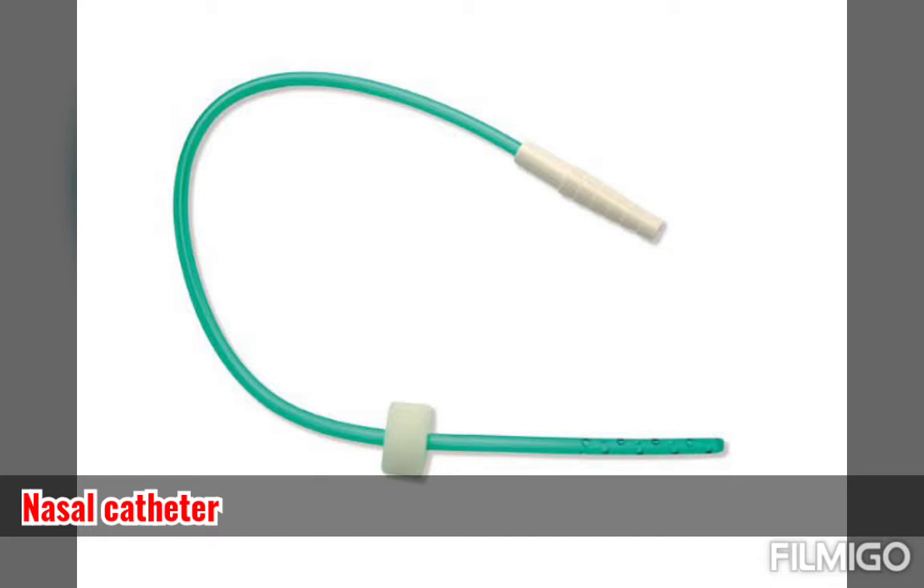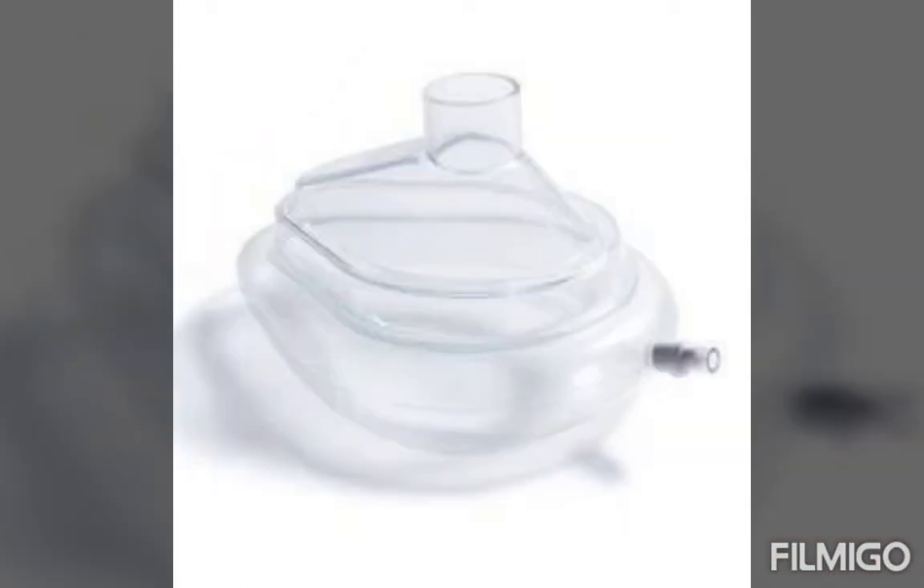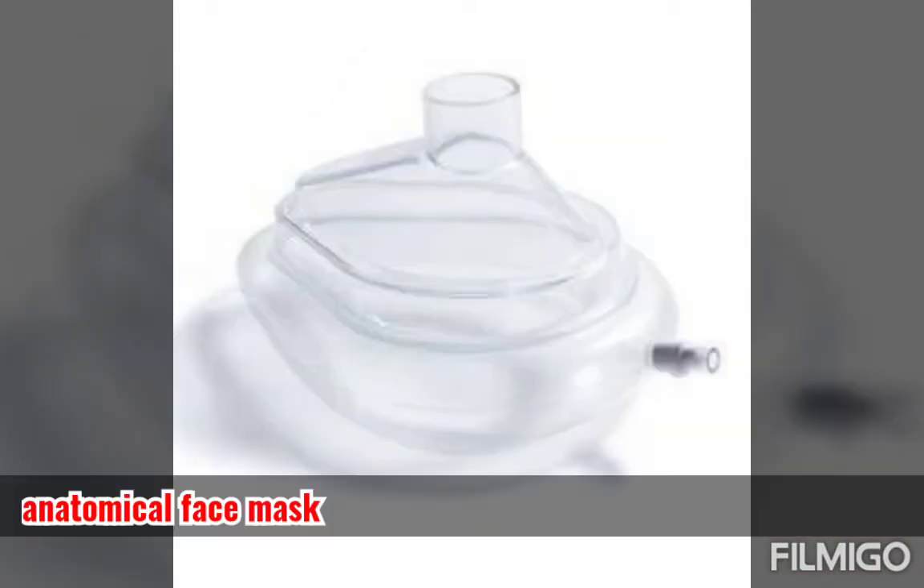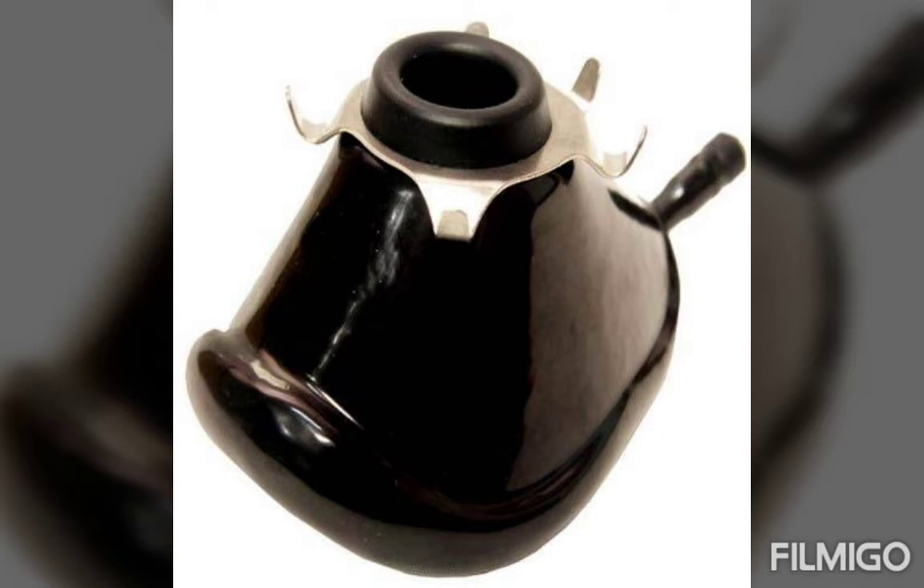This is a single lumen catheter which is lodged into the anterior nares by a foam collar, inserted to just above the uvula. This is an anatomical face mask, which is constructed from a number of substances like black rubber or clear plastic. It has a variety of sizes and shapes because no one mask will fit every face well.